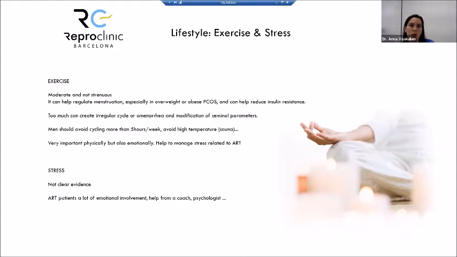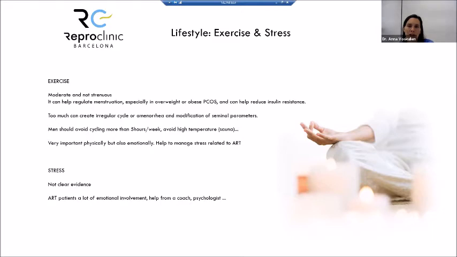And regarding exercise and stress, well, what I told you is that you should avoid sedentary life. So you should do moderate and not strenuous exercise. So not too much, okay, but good daily. It can help regulate menstruation, especially in overweight or obese patients with PCOS, and can help reduce insulin resistance. Of course, too much can create irregular cycles or amenorrhea. And men should avoid cycling more than 5 hours per week, more so when it's done in the mountains with a lot of impact on the scrotal zone.